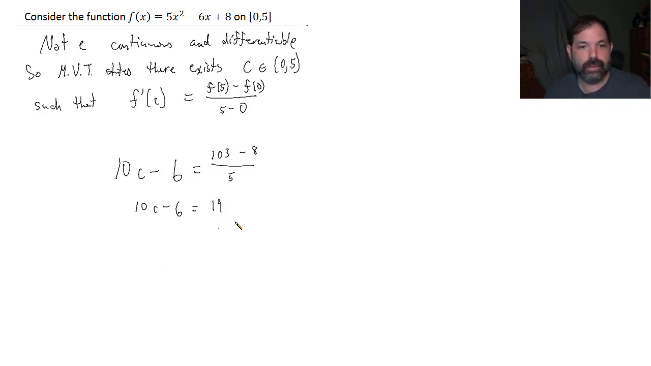And this is beginning algebra now at this point. Add 6 is 25. C is 25 divided by 10. C is 2.5. So when c is 2.5, the slope of the curve at that point should be equal to the average rate of change of the function over that interval.